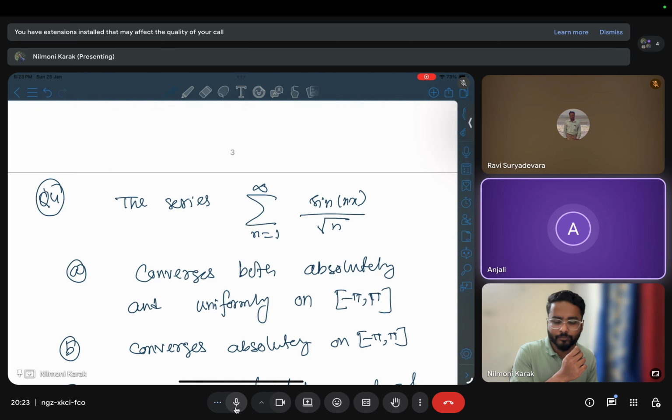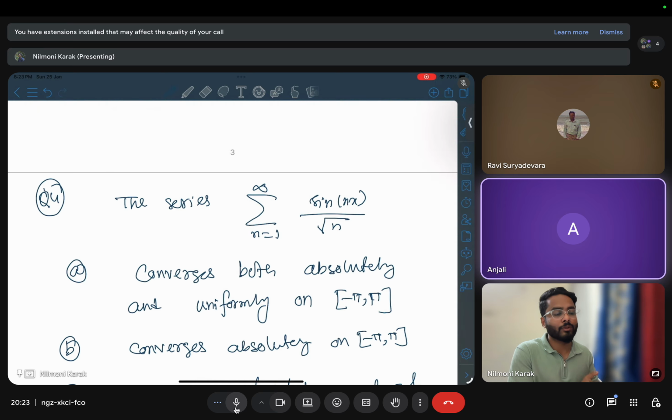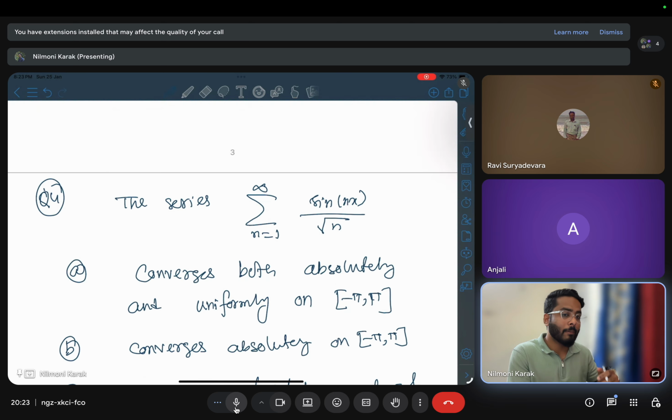But if you take the absolute value and apply the P series test, then 1 over n raised to p, if p is less than or equal to 1, the series diverges. But then you cannot conclude, right? Because you take the absolute value, and this is less than or equal to the sum of 1 by root n. If the bigger series is convergent, then it will converge. But so I cannot conclude from here. Okay, so no problem.